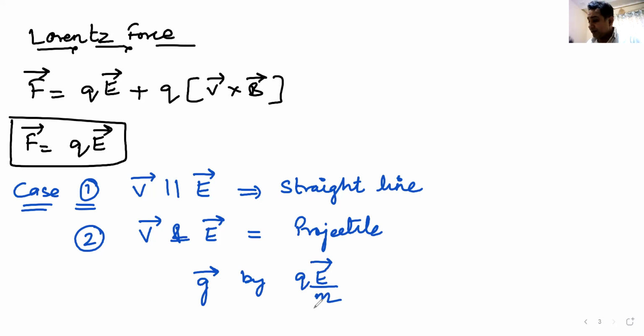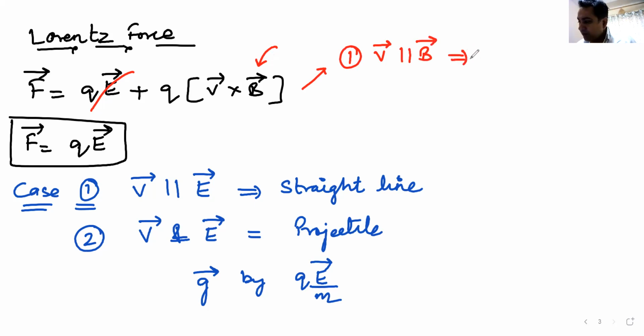Then what happens if you don't have an electrostatic field, you only have a magnetic field? We have already seen that case. Three things are possible. The first case, V is parallel to B. What happens here? Nothing happens. It just keeps on moving in the same straight line. Yes or no?